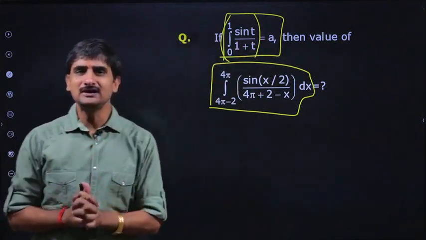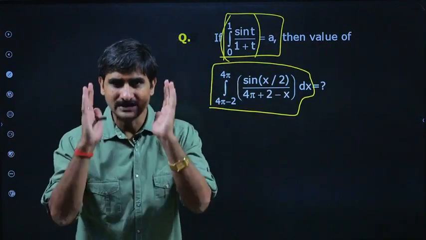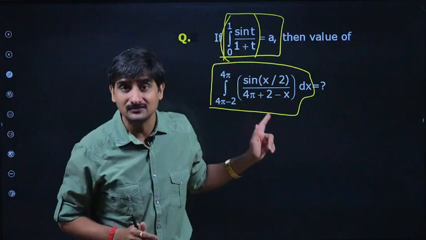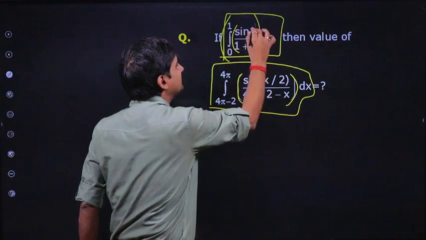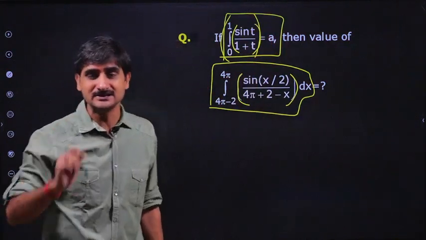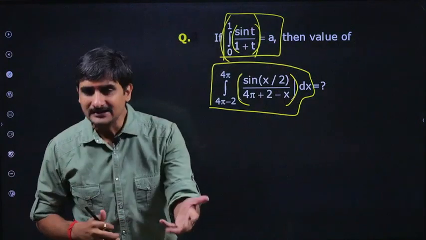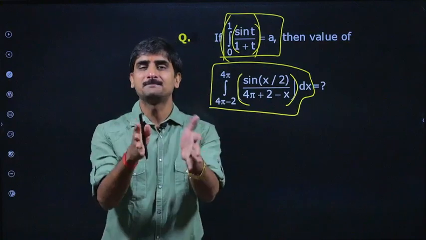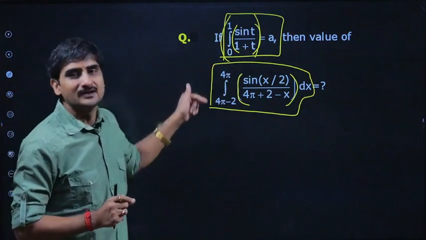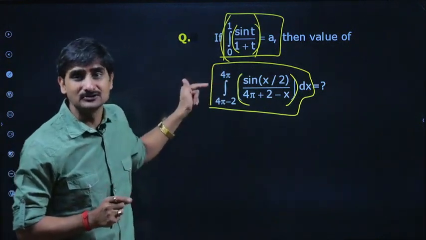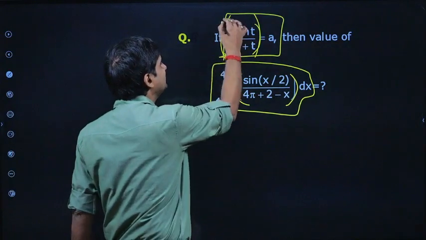That's the only idea behind sharing this question. The entire focus should be on converting this integrand to the form sin t upon 1 plus t. Moreover, you can compare two definite integrals, add them, subtract them, or compare them as equal or non-equal, only when you have the same bounds, the same lower limit and upper limit. So we need those limits to be 0 and 1.